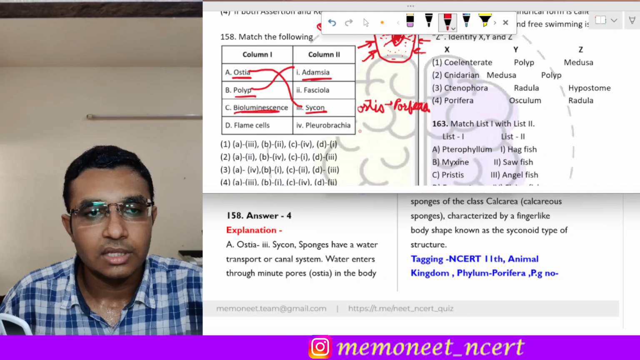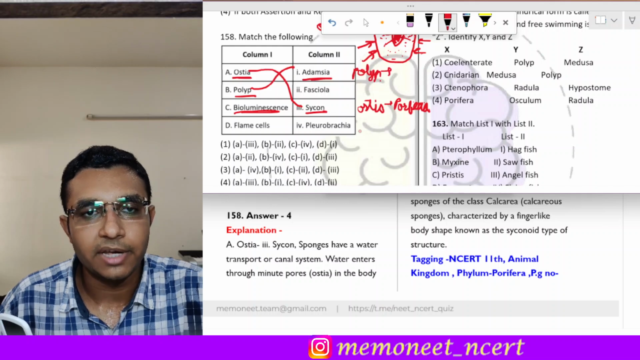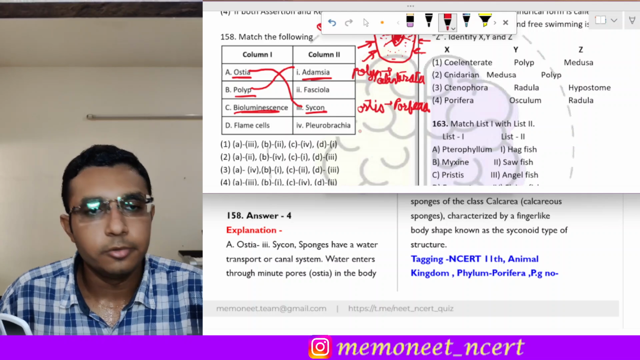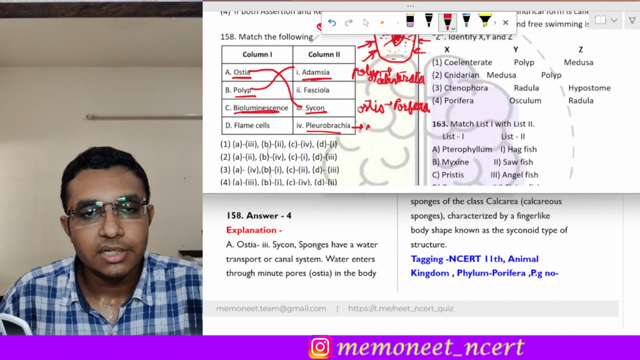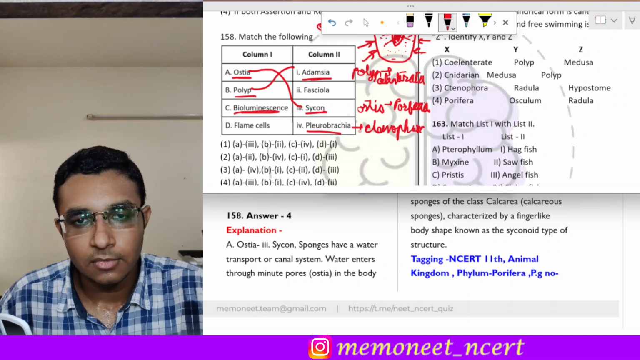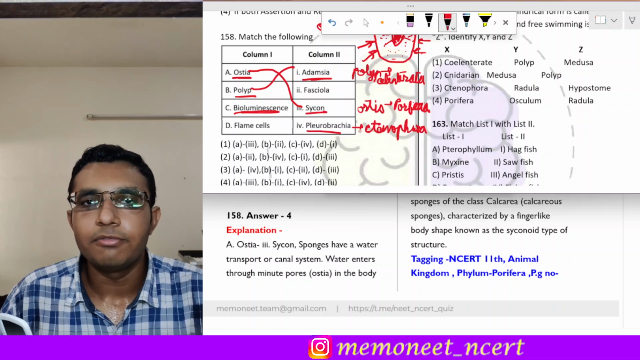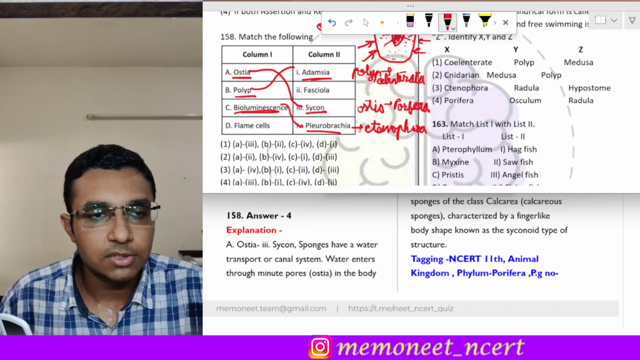Okay, then polyp is shown by phylum Coelenterata, and bioluminescence. Now bioluminescence is shown by the phylum Ctenophora. Okay, and the member of phylum Ctenophora is Pleurobrachia. So C goes with 4.